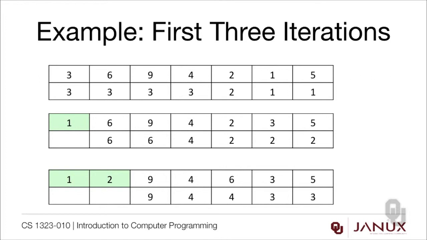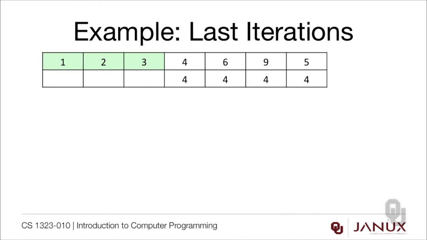Well, 9 starts out as the smallest, 4 is smaller than 9, so it's the smallest for a couple of steps. Then 3 becomes the smallest. So now 3 and 9 are going to swap. So 1, 2, and 3 are now in the final positions. Now this next one is kind of interesting. 4 starts out as the smallest and it remains the smallest all the way along.